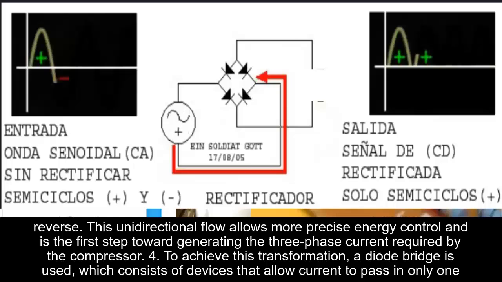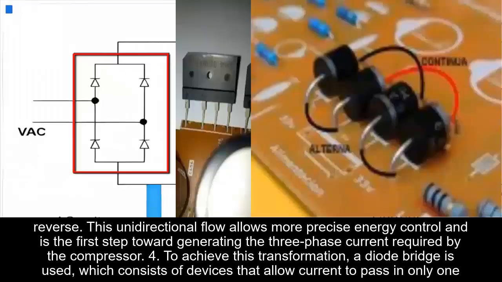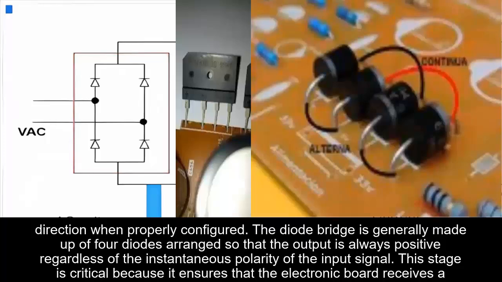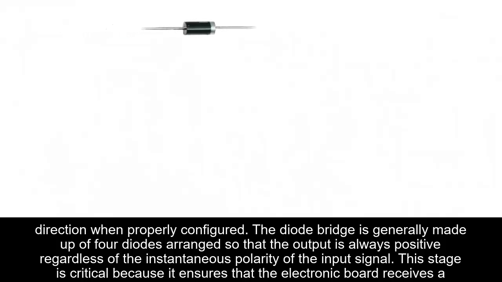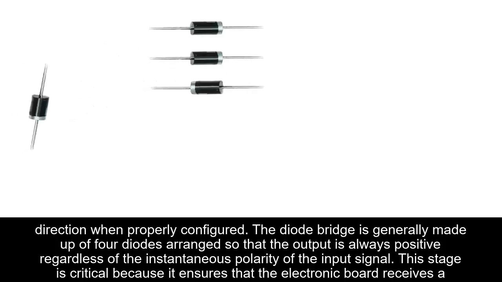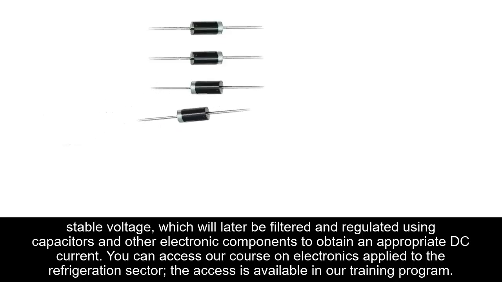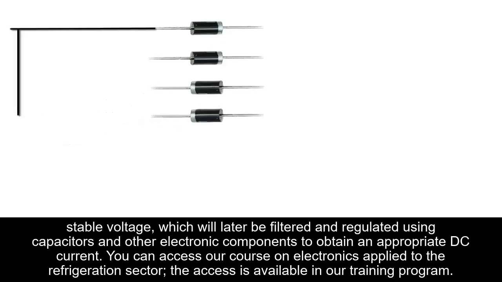4. To achieve this transformation, a diode bridge is used, which consists of devices that allow current to pass in only one direction when properly configured. The diode bridge is generally made up of 4 diodes arranged so that the output is always positive regardless of the instantaneous polarity of the input signal. This stage is critical because it ensures that the electronic board receives a stable voltage, which will later be filtered and regulated using capacitors and other electronic components to obtain an appropriate DC current.